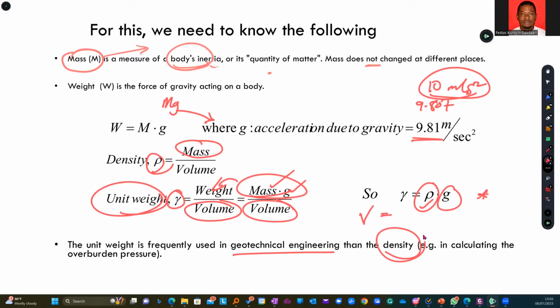We want to find out the pressure some material is exerting on a given location. For example, I want to find out how heavy a building is or how heavy the material sitting on your stove is. If I want to know this, then I would use the unit weight as my measurement of the weight of a material rather than using the denseness of the material, which is density.